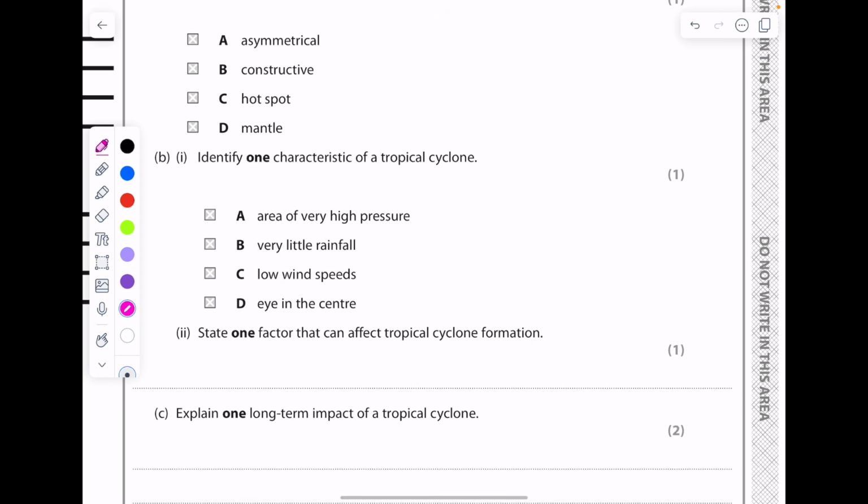Identify one characteristic of a tropical cyclone. So remember, I talked about the fact that you have that eye of the storm with very low wind speeds, low rainfall. You have cumulonimbus clouds, and you have a gigantic whirlpool. What do we have here? We can see an area of very high pressure. That's wrong. Remember, it's an area of very low pressure. Very little rainfall, that's only true inside the eye. It's not true for the whole tropical cyclone. Low wind speeds, no, it's high wind speeds, again, the exception being the eye. So the answer here is D.